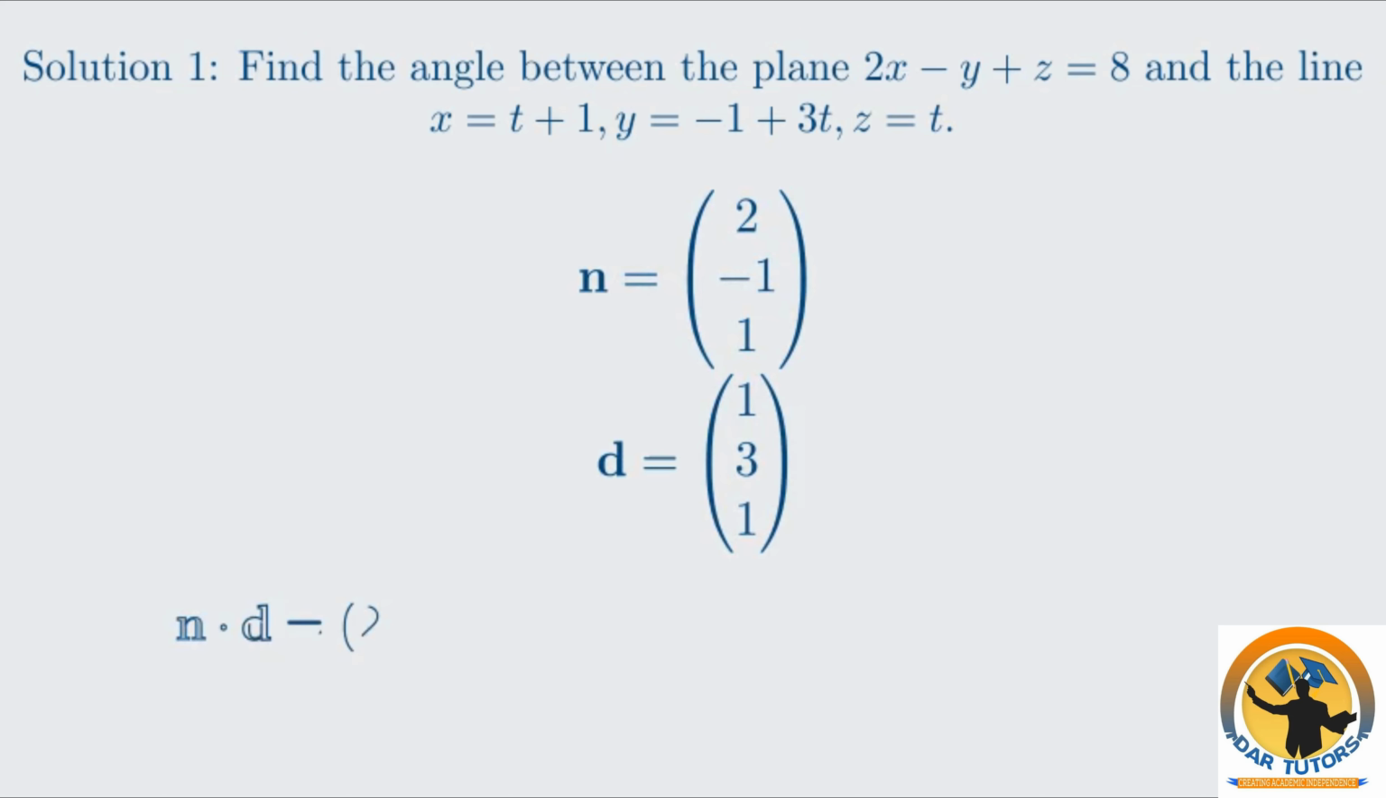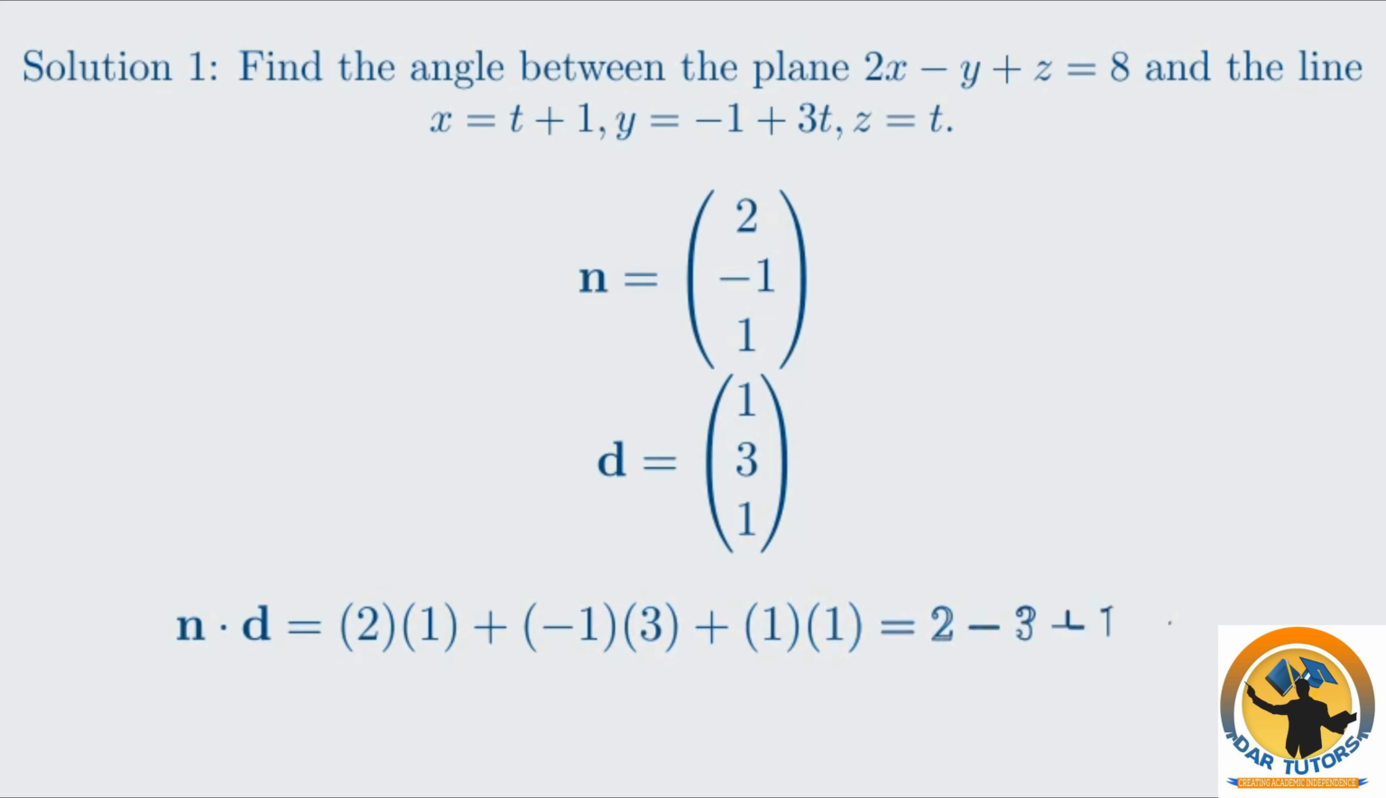Next, we calculate the dot product, n dot d, which is 2 times 1 plus -1 times 3 plus 1 times 1. This equals 2 minus 3 plus 1, which is 0.